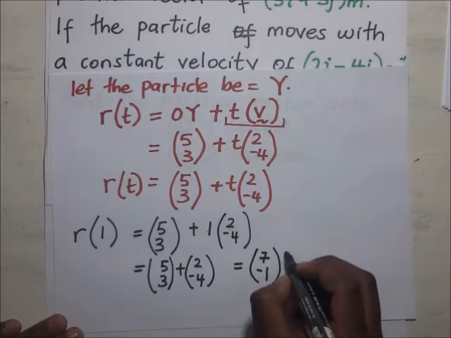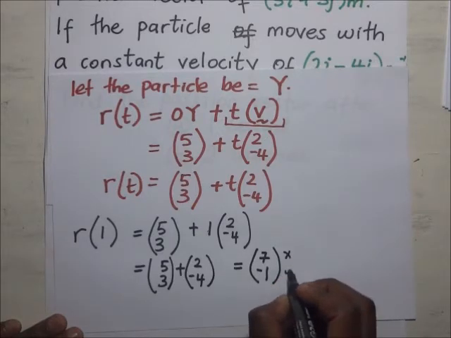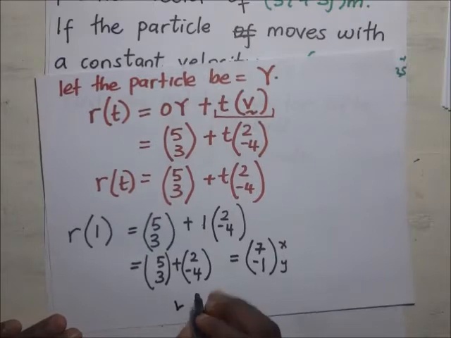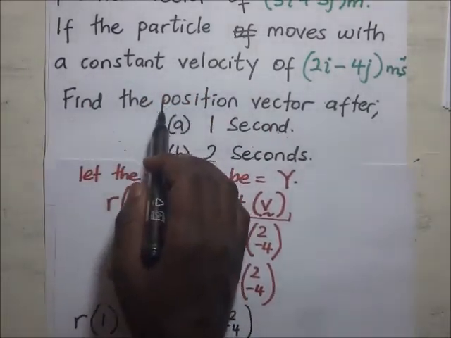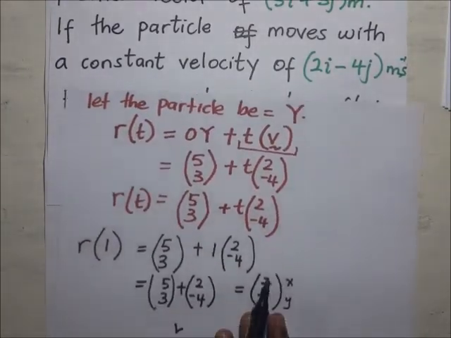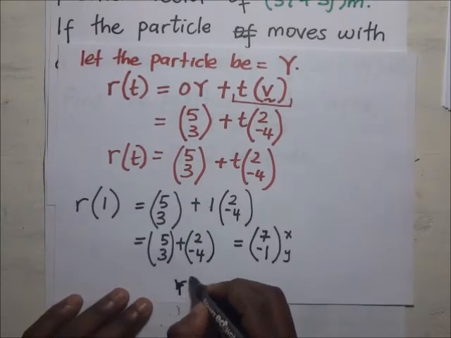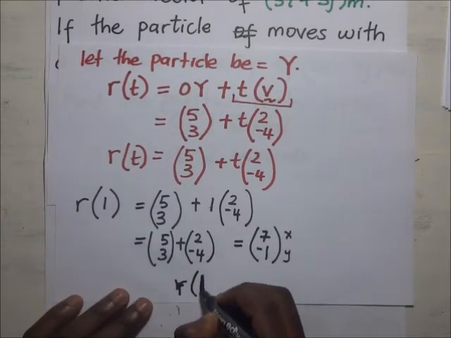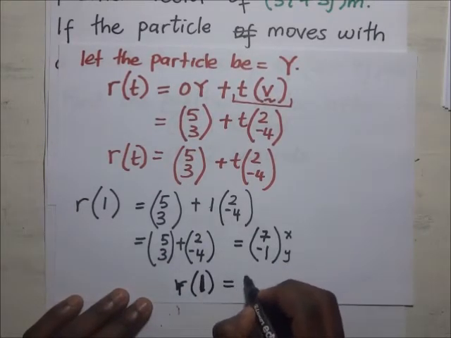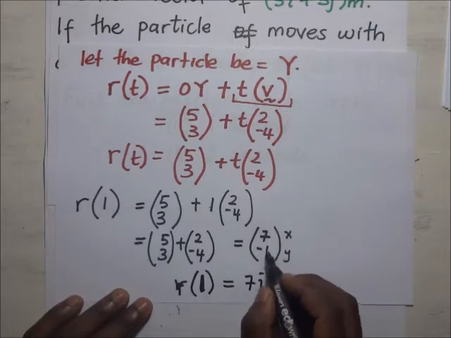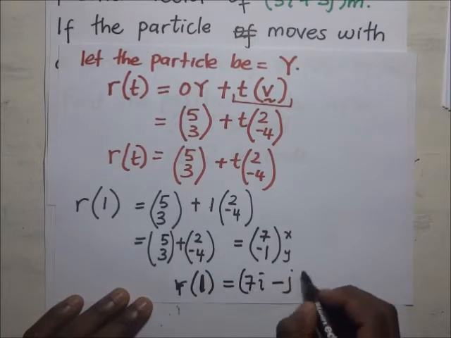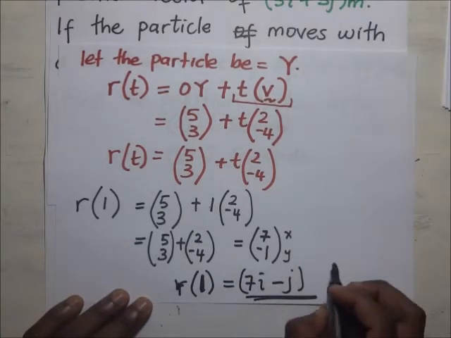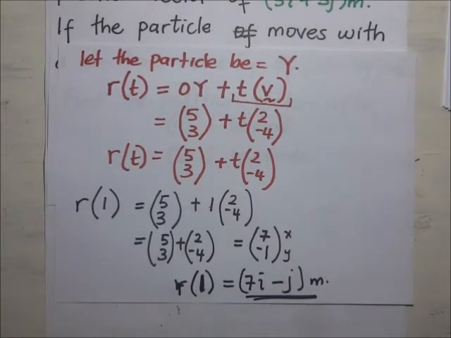Now this is in the x direction, this is in the y direction. So finally, the question wants the position vector, remember? So the position vector r of 1 is going to be 7i minus 1j, or 7i minus j. And this is in meters. So this is the position vector of that particle after 1 second.